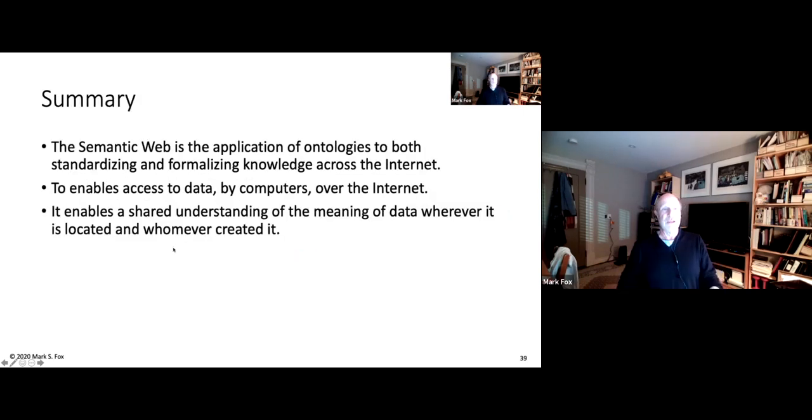So in summary, the semantic web is the application of ontologies to both standardizing and formalizing knowledge across the internet. It enables access to data by computers over the internet and enables a shared understanding of the meaning of data wherever it is located and regardless of whoever created it.